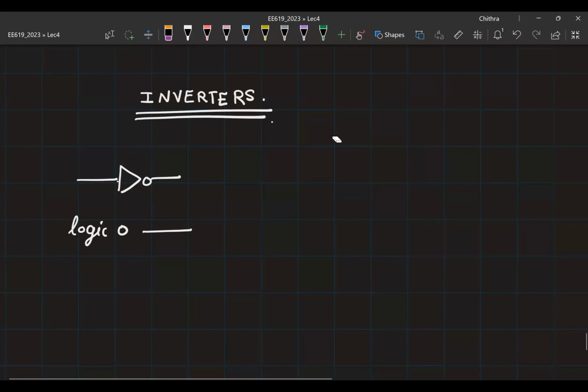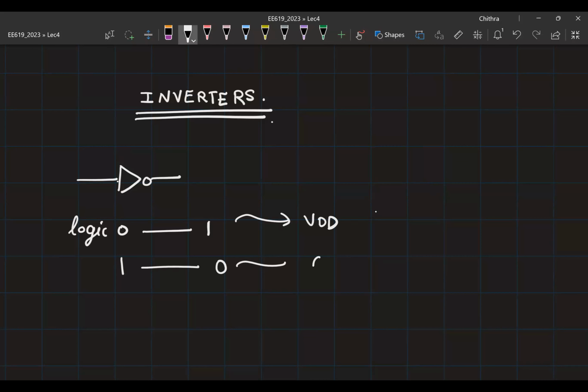If I give a logic 1, the output is 0. And typically logic 1 is voltages around VDD and logic 0 will be voltages around ground. In general terms, I'll say that the typical high voltage, which we expect to be VDD, I will call it VOH, so that we can talk in terms of VOH and VOL instead of VDD and ground, a general discussion we can have. And the typical low voltage will be VOL.